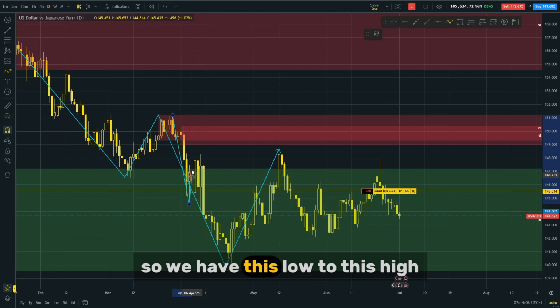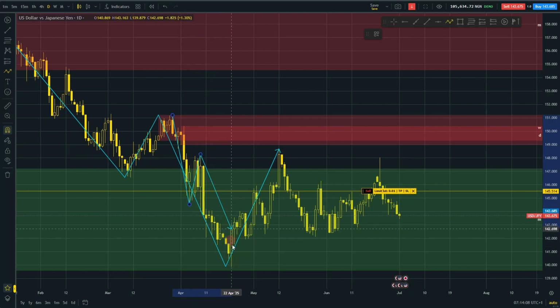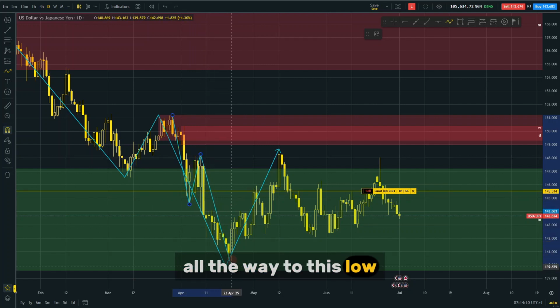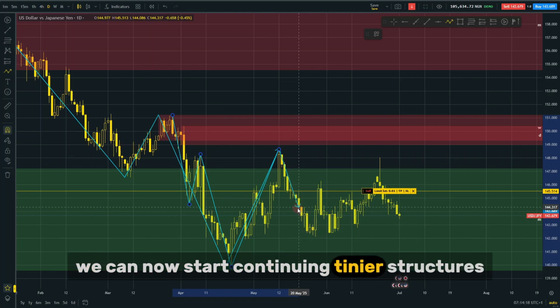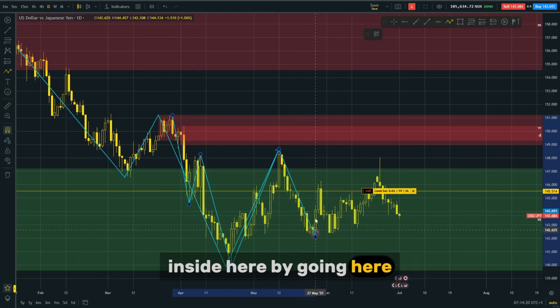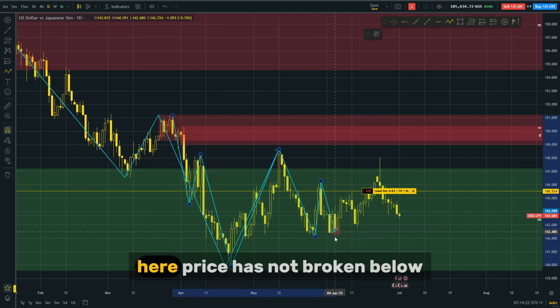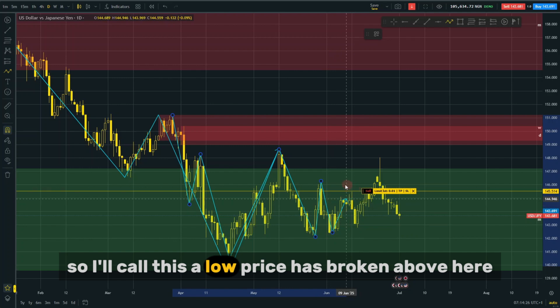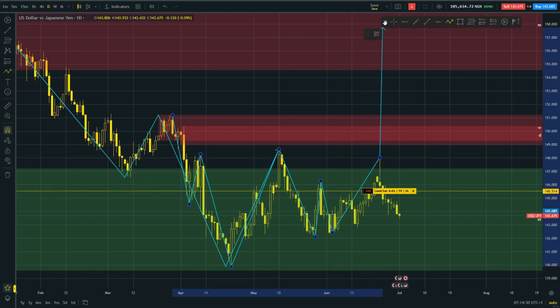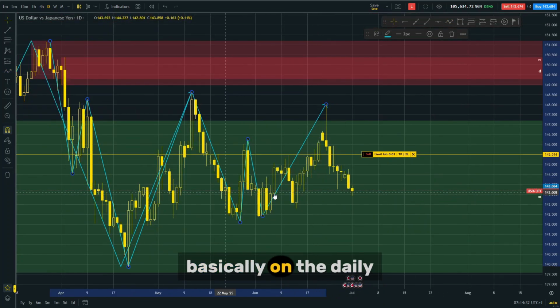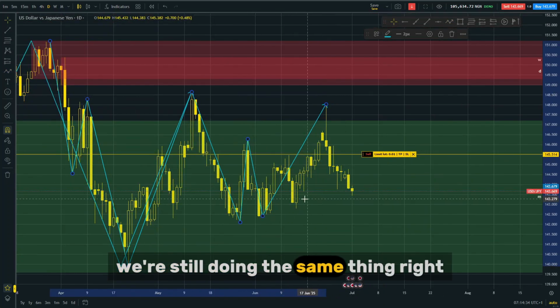So we have this low to this high, all the way to this low, all the way to this high. You can see that. Now we can start continuing tinier structures inside here by coming here. Price has not broken below, so I'll call this a low. Price has broken above here, so I'll call this a high. Basically, on the daily, we're still doing the same thing, right?